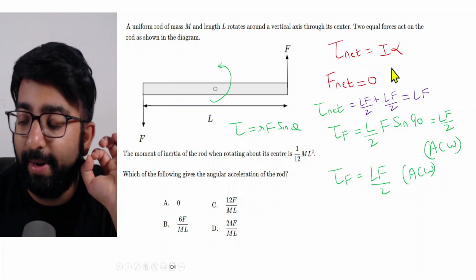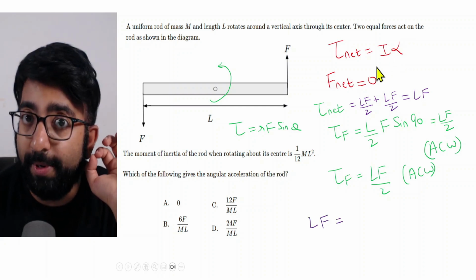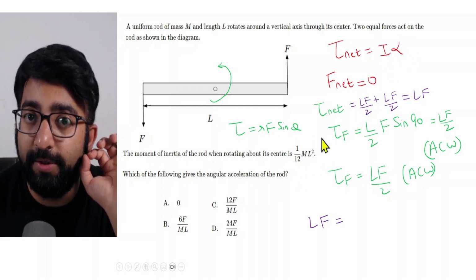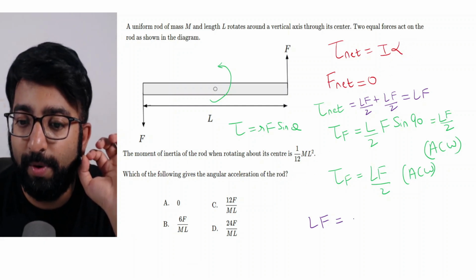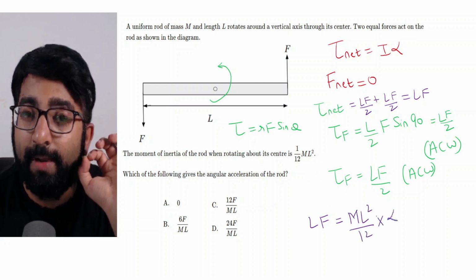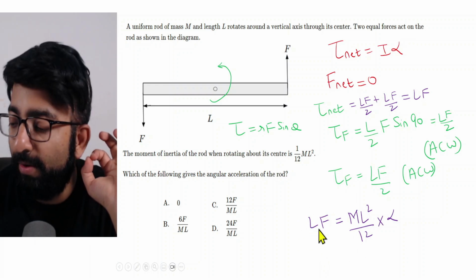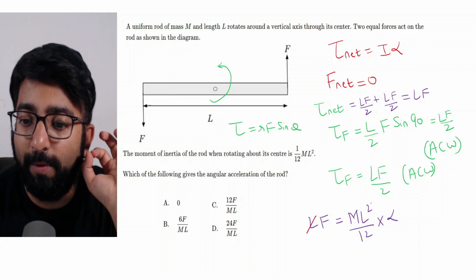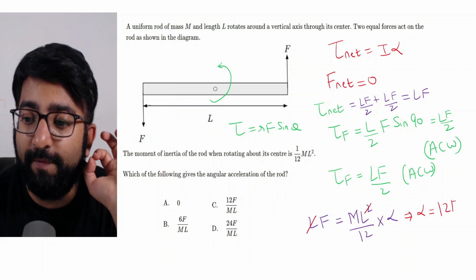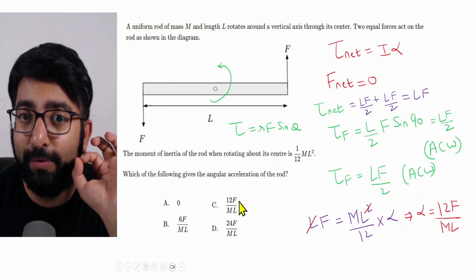So let's use this formula again. Torque net is L into F, that is equal to moment of inertia into alpha. Moment of inertia is given as ml square by 12, so we write ml square by 12 multiplied by alpha. Now let us make alpha the subject. On the left hand side, we have this L, which can get cancelled with one L from the right hand side. Then if we make alpha the subject, we will get 12F upon ml as the answer. And now if you observe, option C is the correct answer to this question.